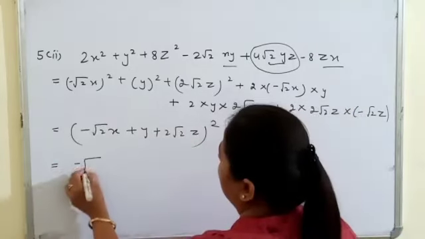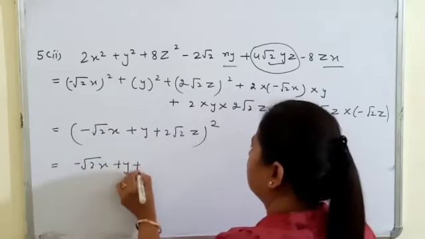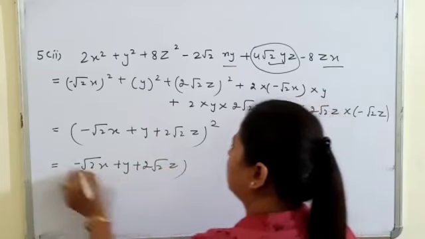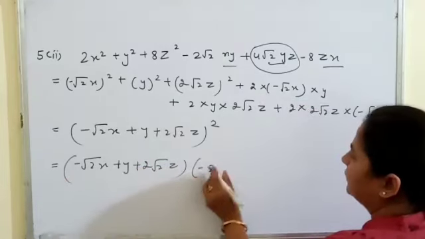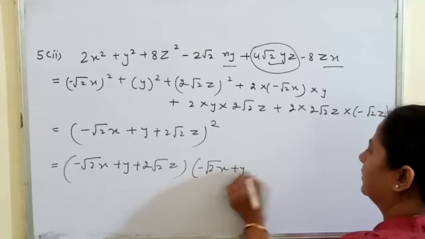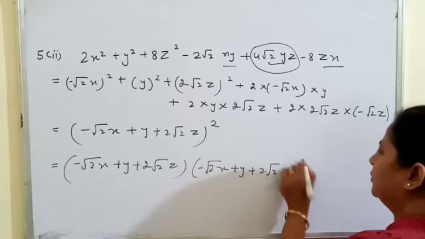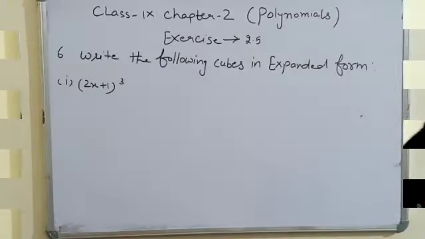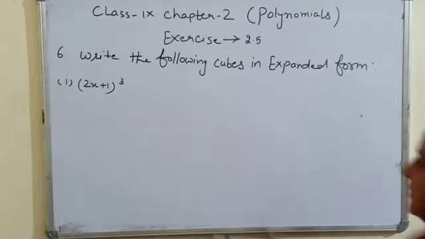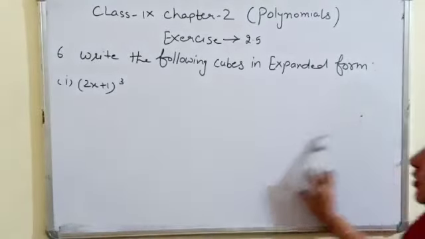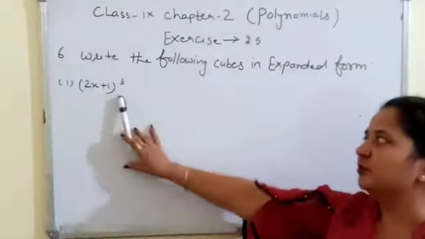So factors are minus root 2x plus y plus 2 root 2z, minus root 2x plus y plus 2 root 2z. This was the question 5. Question 6. Write the following cube in the expanded form. Yes, we have to expand 2x plus 1 whole cube.